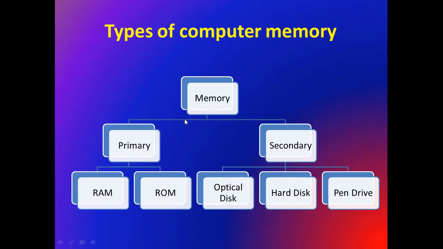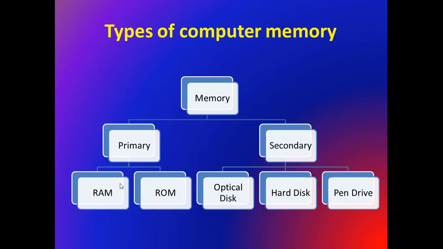Primary memory. Memory is divided into two parts. One is primary and the second is secondary memory. Primary memory is also called internal memory, but secondary memory is also known as external memory. Internal memory or primary memory is again divided into two categories. One is RAM and second is ROM. Students, you know the full form of RAM is random access memory and ROM is read-only memory.